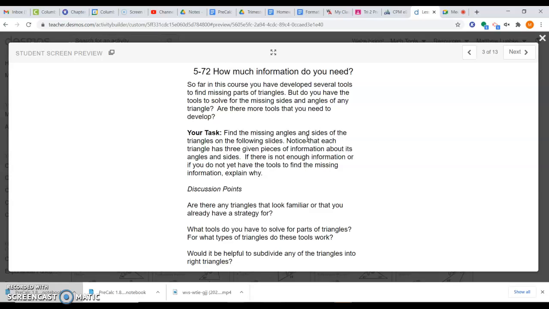Okay? Couple of discussion points as you go into the lesson. Any triangles look familiar to you? Anything that you might have a strategy for, make sure you're thinking about that or writing that down. What tools do we have to solve? We really want to come up with a list of our tools and which triangles are working. And then this last one plays into later in the lesson: can it be helpful to divide a triangle into two right triangles, which we actually saw a little bit of.